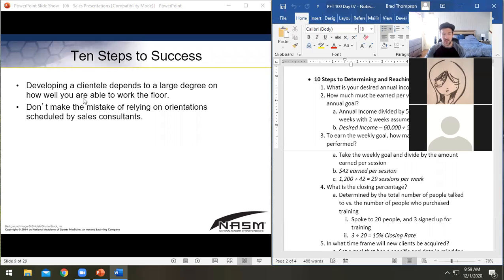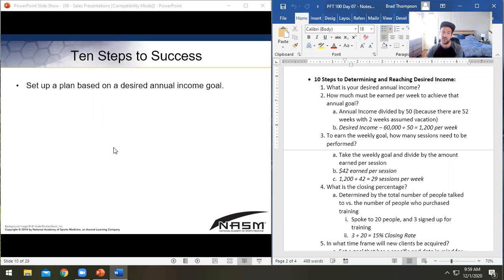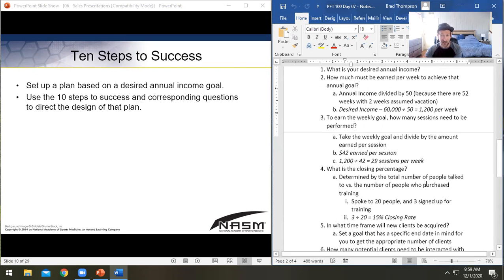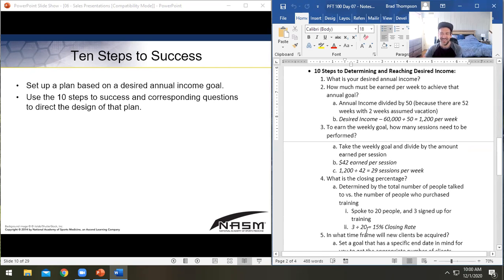So, 10 steps to success. We're going to break this down by income right here. Developing your client base depends largely on how well you are able to work the floor and schedule sales, fitness assessments, sales appointments, and things like that. So NASM has a 10-step plan here. I will say they break these 10 steps down a little bit too much. If you ask me, they break it down literally per hour, which I think goes a little bit too far. But hey, it's great advice.